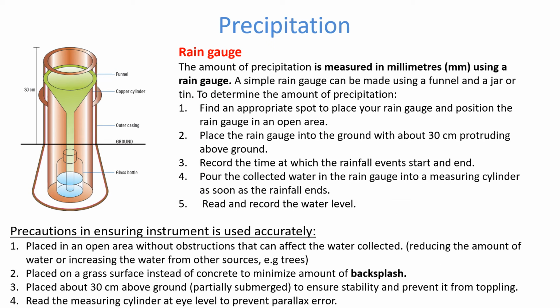For precipitation data, it will be collected using a rain gauge. Here, the picture shows the different components of the rain gauge, and similarly, it shows how you could go about using this instrument to collect rainfall data.